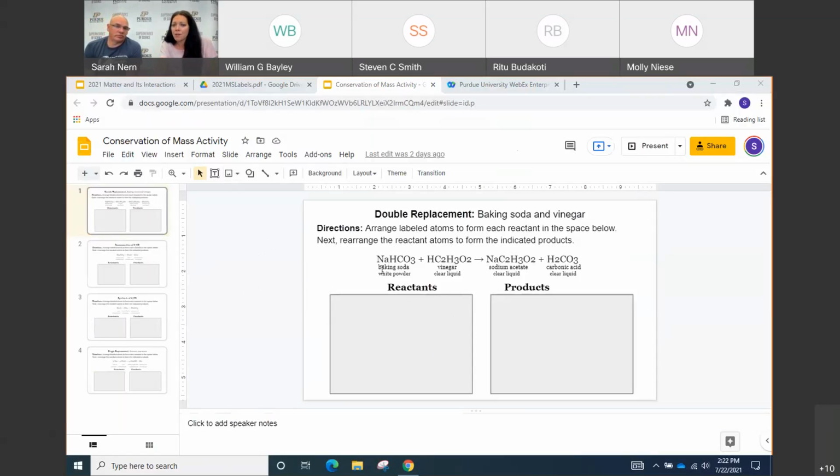But for the balanced reaction, and I think this is 1 to 1 to 1 to 1, we would have the right number of poker chips to make both of these, right? The baking soda and the vinegar. And so we would say, okay, this is what our reactants look like. And then we're going to move all of those poker chips over.